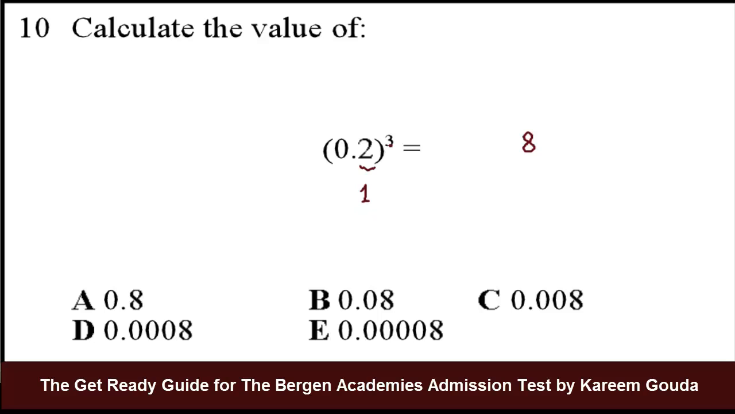Since it's cubed, to the power 3, then we multiply 3 times 1. So I need to have 3 places in the answer after the decimal point. So here's my decimal, 0 point. But I know I have to have 3. I already have 8, so I add 2 zeros before. So the answer would be 0.008. The answer will be C.